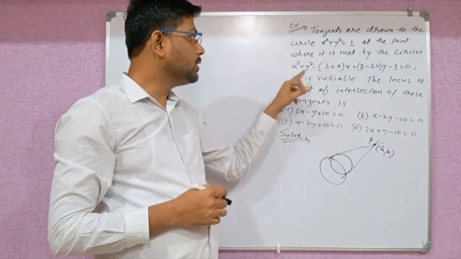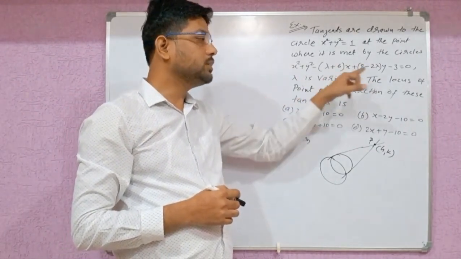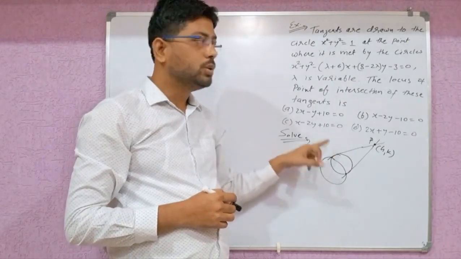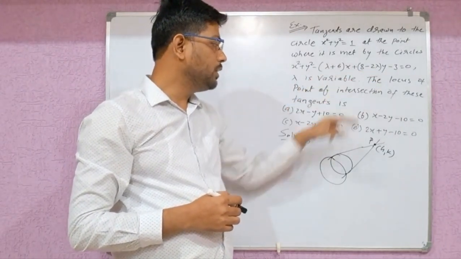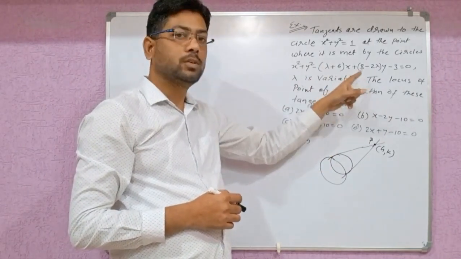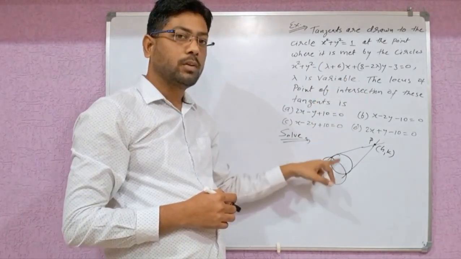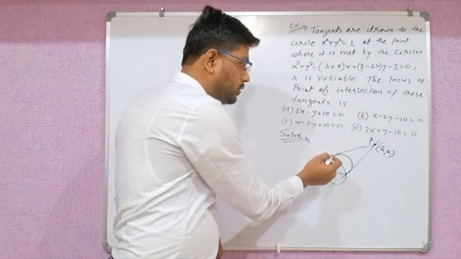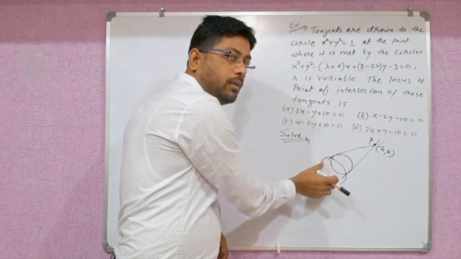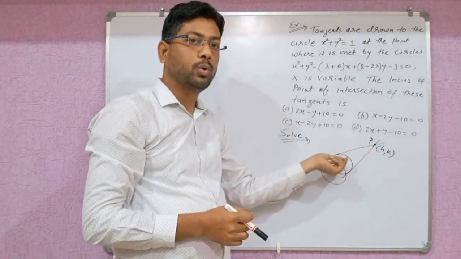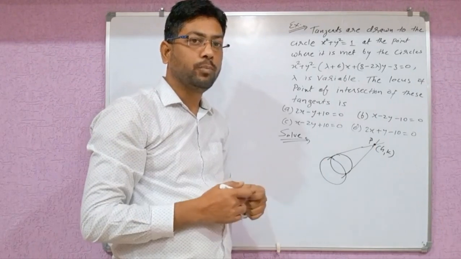See here, this circle is a variable circle. For different values of lambda, I will get different graphs of this circle, and different equations. So this circle will be different for different values of lambda. These points I'll get different, and if I draw tangents on that circle, they will be intersecting at some other points. So I have to find the locus of all those points.